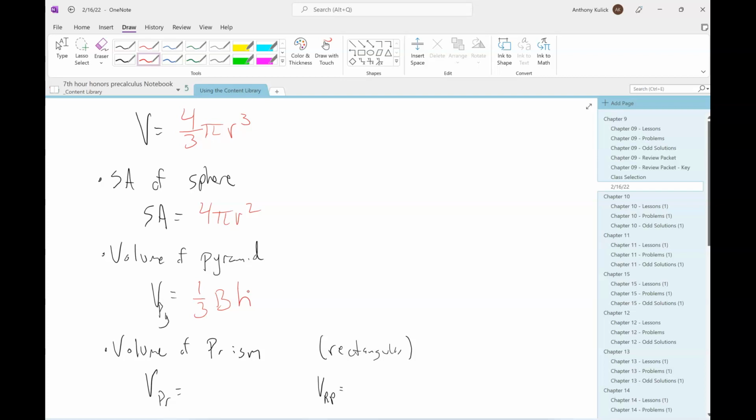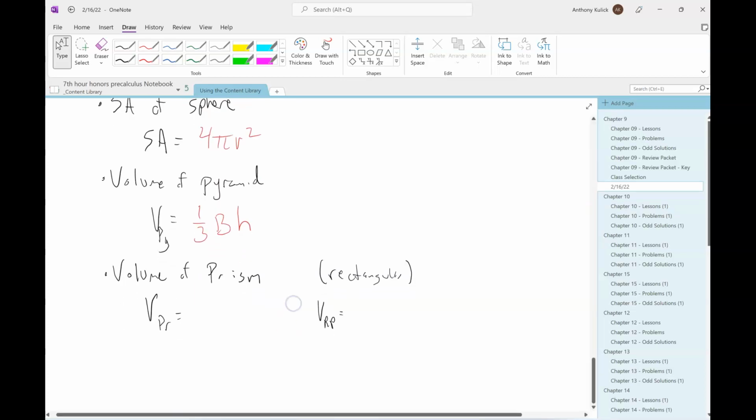But we'll talk about, I think we have an example at some point where we see a non-quadrilateral based prism or pyramid or something. I'm trying to remember. Not today.